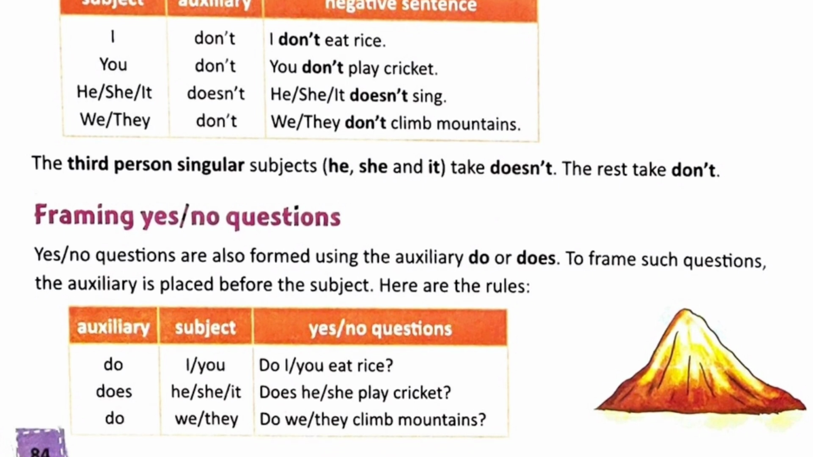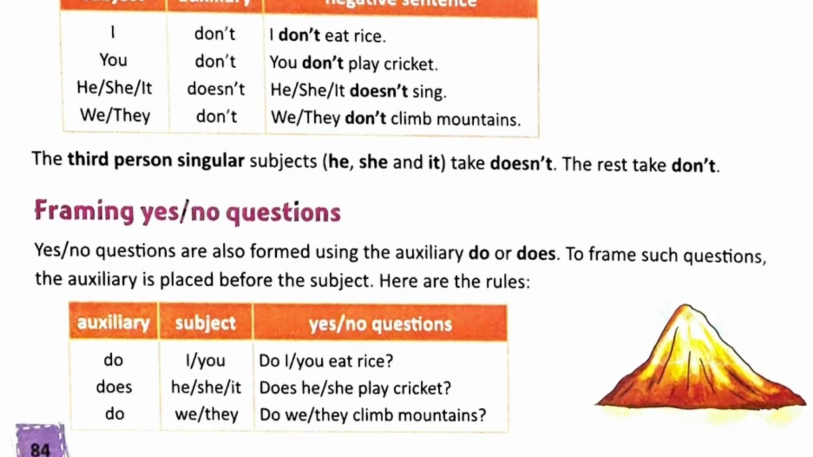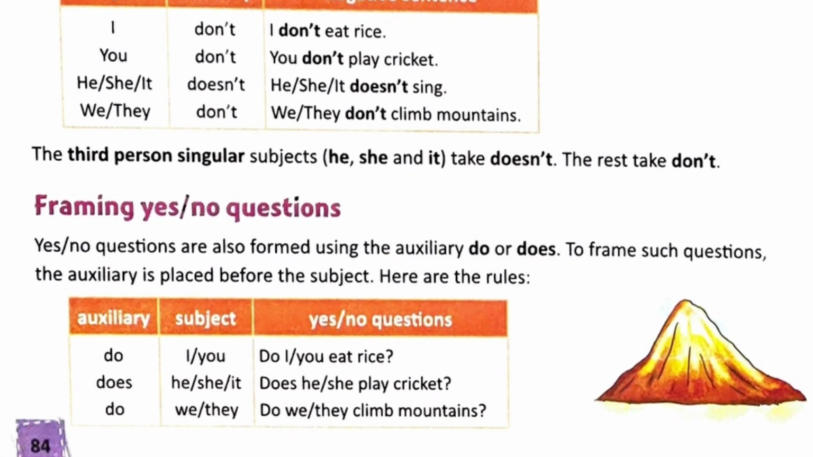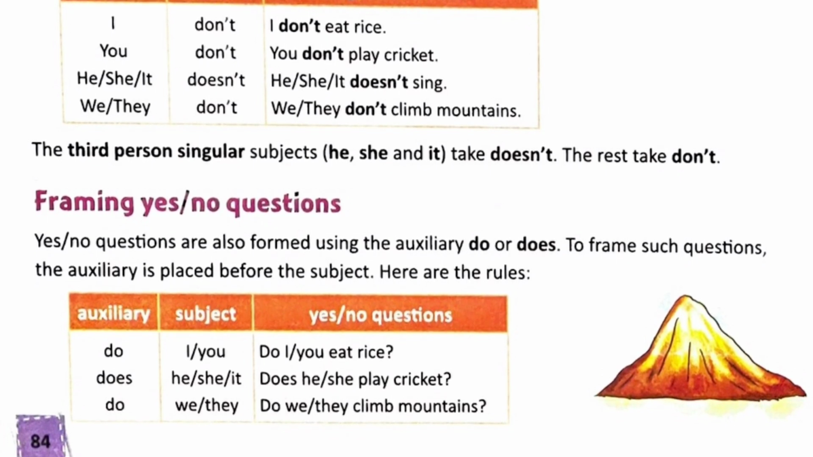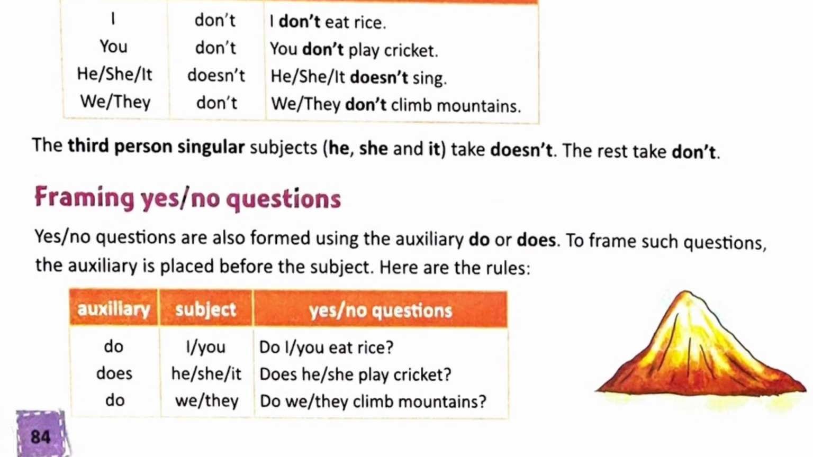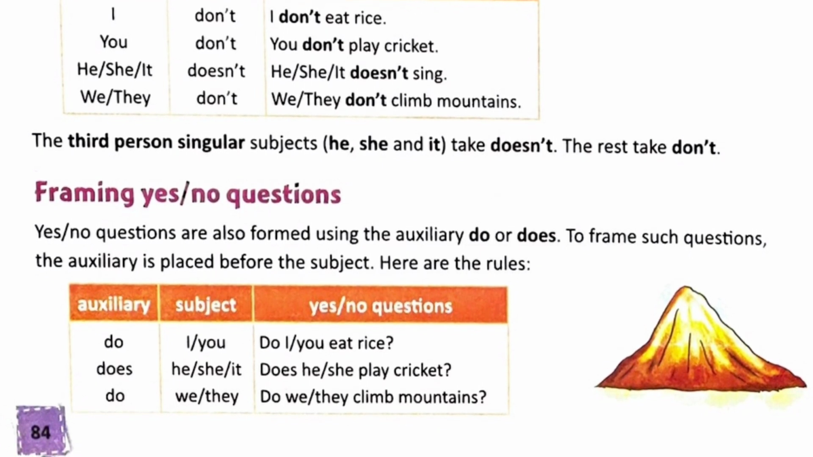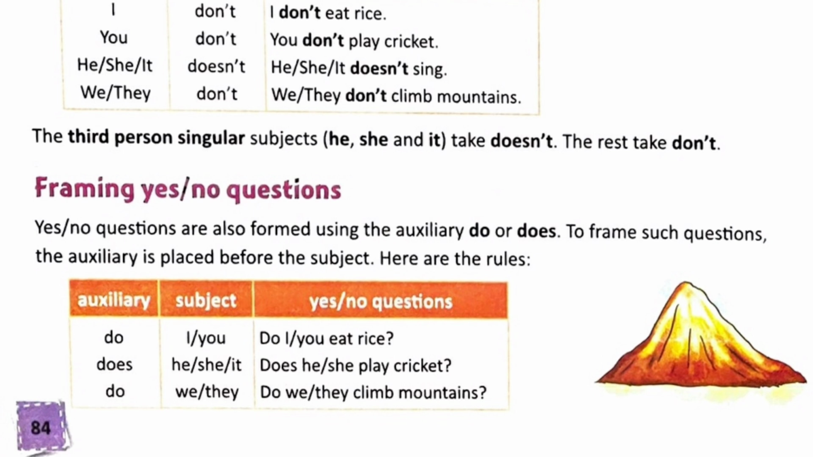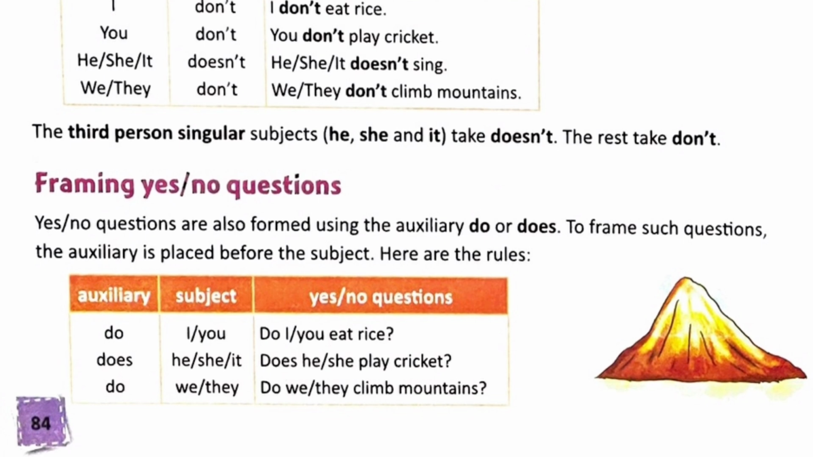Here are the rules. So the first row where the subject is I or you, we use the auxiliary do. So the yes or no question for this would be, do I eat rice or do you eat rice? When we have the subject he, she or it, we take the auxiliary does. So our question would be, does he or does she play cricket? When we have the subject as a plural noun or pronoun, so in this case we take the examples of we or they, then our auxiliary would be do. So the question for this would be, do we climb mountains or do they climb mountains?